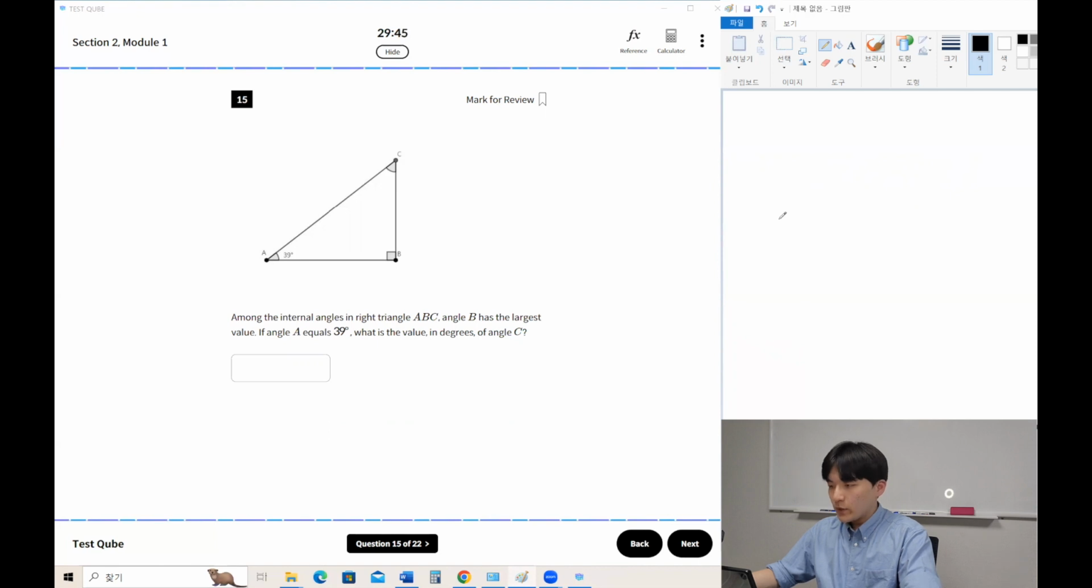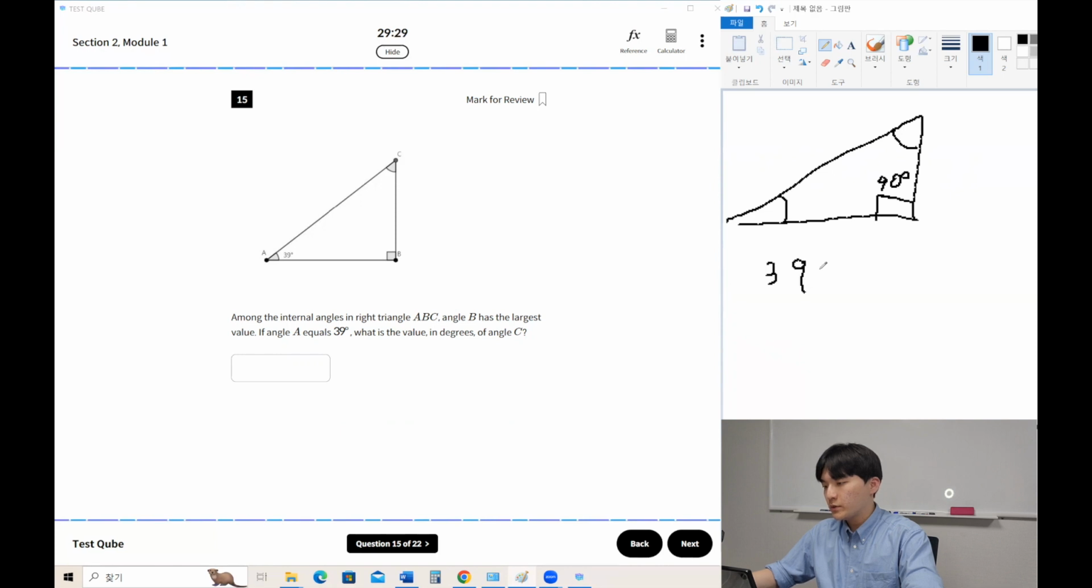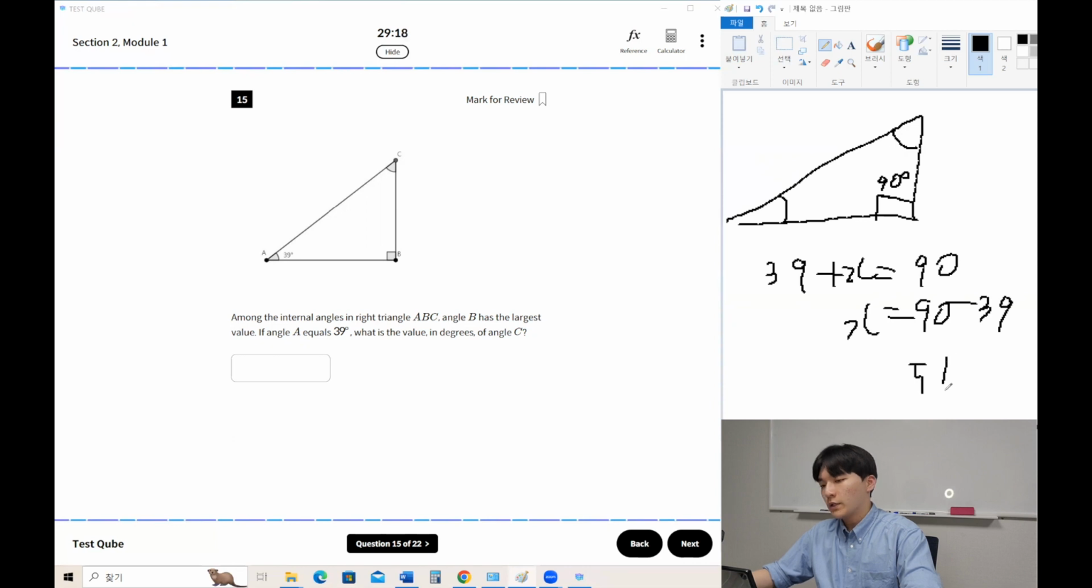So many ways to solve this. The way I like to solve it, and the fastest way, is to understand that if one angle of the right triangle is 90 degrees, then the sum of the other two angles is going to be 90 degrees. So what I would do is set up a simple formula: 39 plus x is equal to 90, and x is equal to 90 minus 39, which would be 51 degrees.